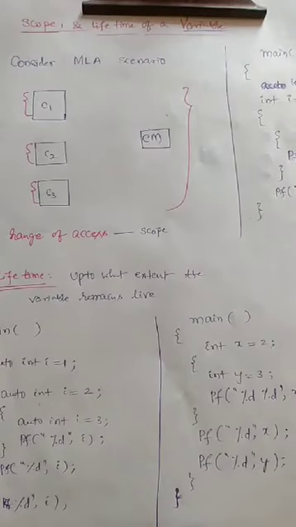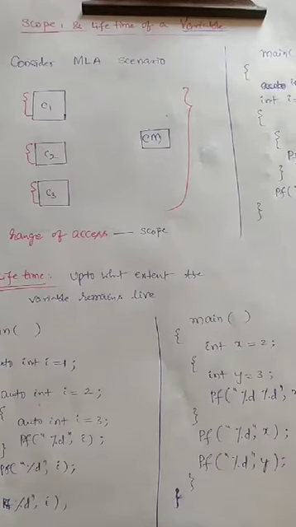Today's topic is scope and lifetime of a variable. While we're writing programs, we need to use variables, right? That variable could be in the main function, or in a user-defined function, whatever it is. What is the exact purpose of a variable? The exact purpose of a variable is to identify a location in the memory. Okay, that is the purpose of a variable.